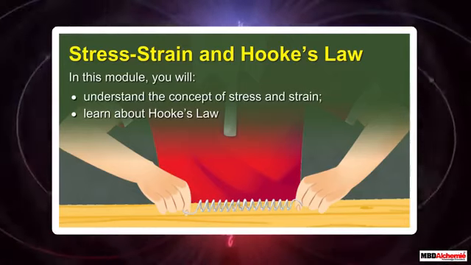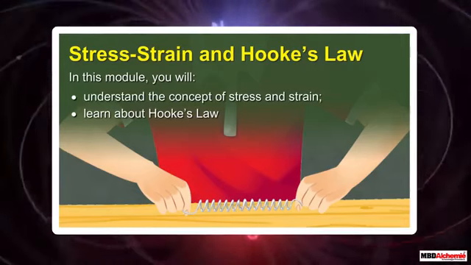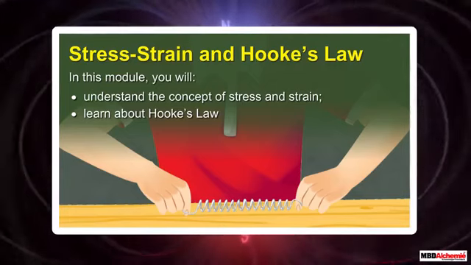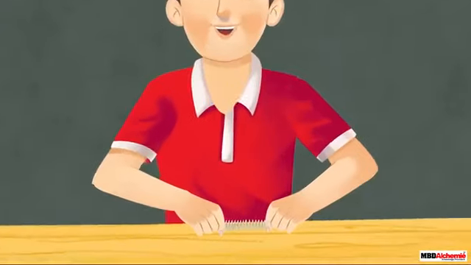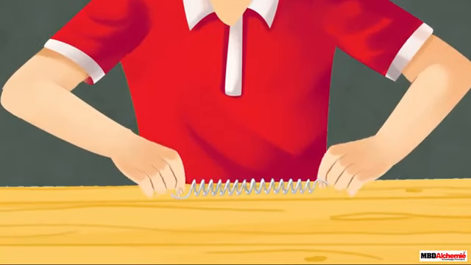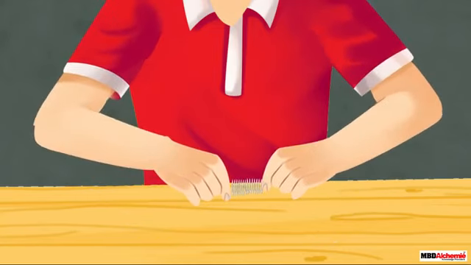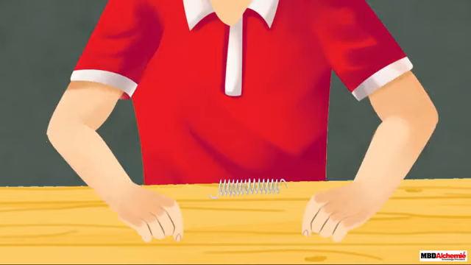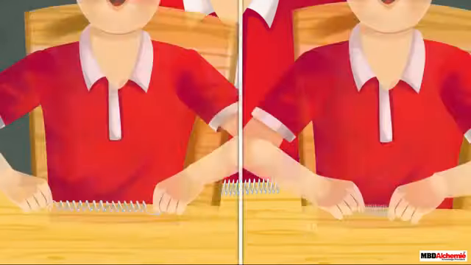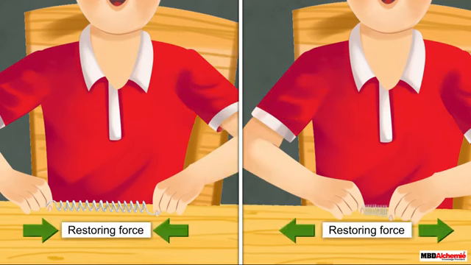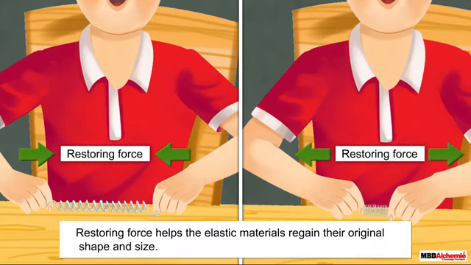In this module, you will understand the concept of stress and strain and learn about Hooke's law. When a stretched spring is released, it gets back to its original shape. Similarly, when we compress a spring and then release it, the spring regains its original shape and size. Do you know why this happens? In both the cases, a characteristic property of elastic materials is acting, which is known as the restoring force. It is this force that helps the elastic materials to regain their original shape and size.